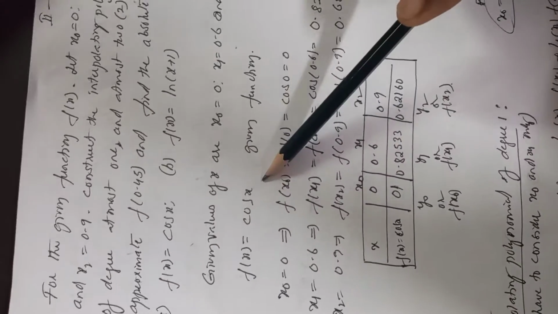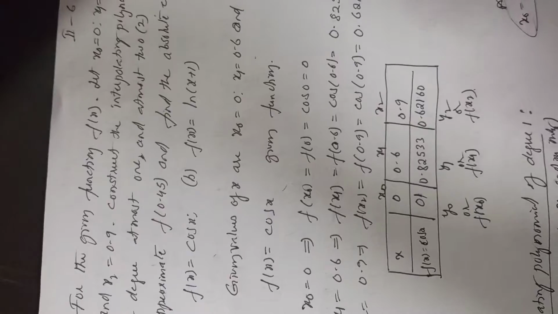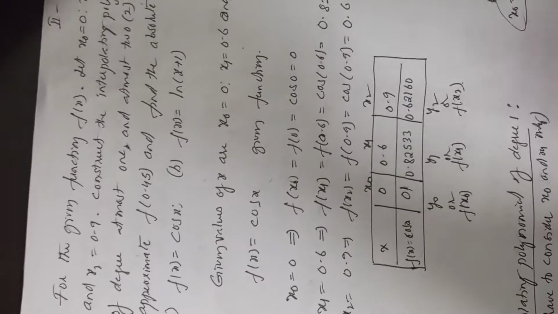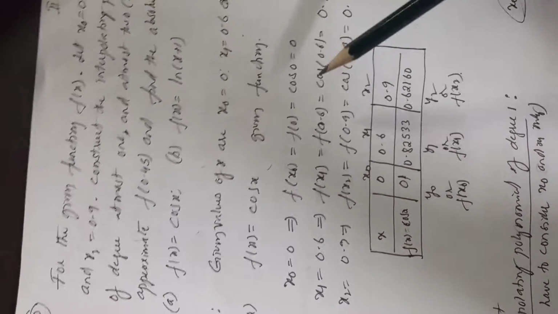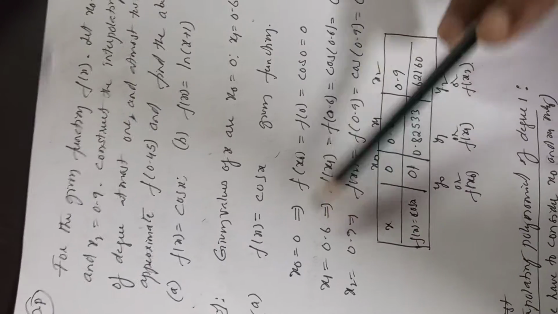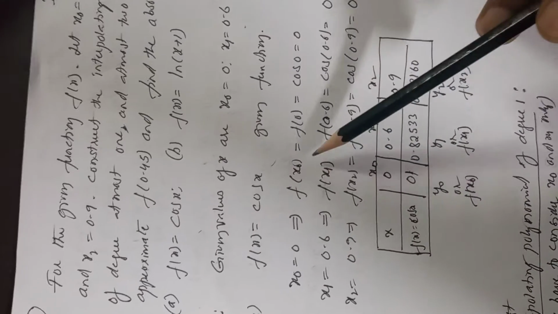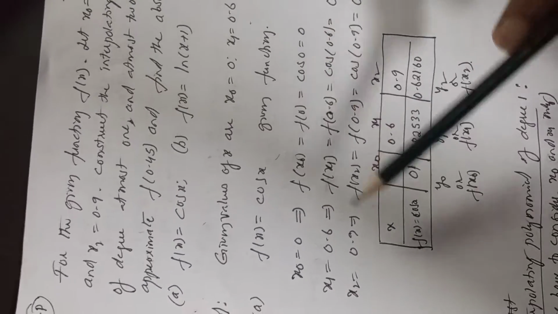Now given values, first of all we are writing the given values. X0 is given, x1 is given, x2 is given. Here f of x is equal to cos x is given. Here the function values are not given to you directly. That means we have to find the function values. Now x0 is equal to 0. Here when numbers are given, convert to radians and do it. f of x0 is equal to f of 0 is cos 0, which is 1.